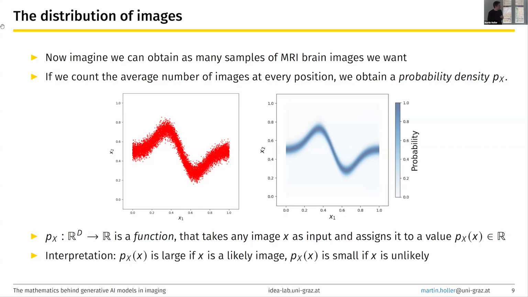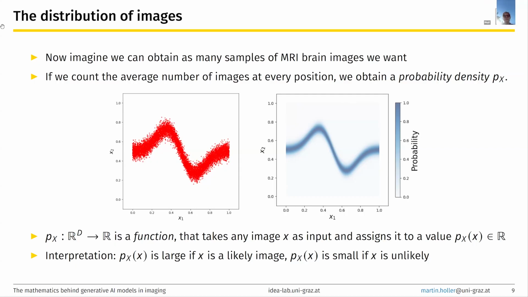Okay, and the interpretation of this probability density is, if the value is large, it means that this image is more likely. If the value is small, this image is rather unlikely, right? So this density will have probably small values in this area, looking at the probability density of all possible MR images, and they are not located in this area, but we'll have higher values along this low-dimensional subspace.